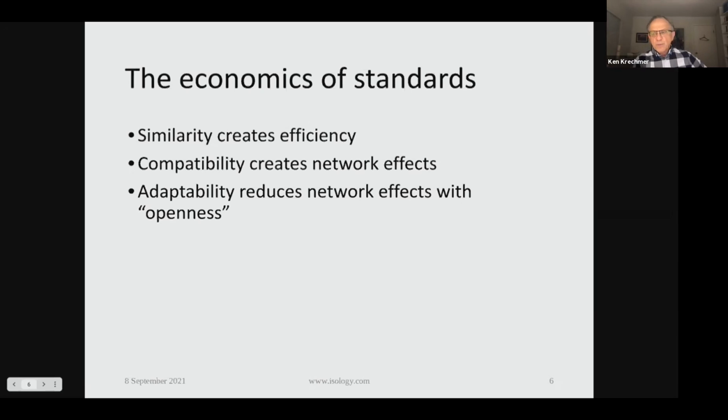And so now I propose that adaptability reduces network effects with openness. And once we have programmable devices, the idea of creating adaptable interfaces, not devices where we do conversions, which are rather fixed, but adaptable, programmable devices where they adapt to operate differently when programmed to do so. Next slide, please.